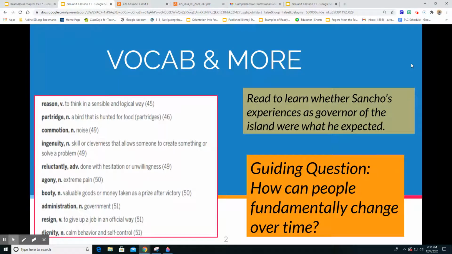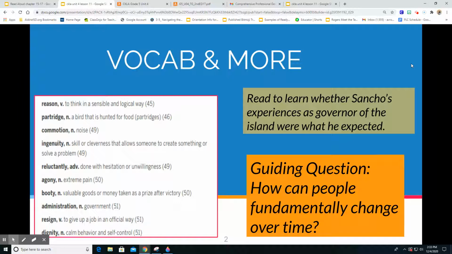So the first thing that we want to go over is our core vocabulary words, okay? Our first core vocabulary word is reason. We've heard of that word before. It is to think in a sensible and logical way. Your next core vocabulary word is partridge. It is a bird that is hunted for food. Commotion is your next core vocabulary word. It means noise. Ingenuity, that's a skill or cleverness that allows someone to create something or solve a problem.